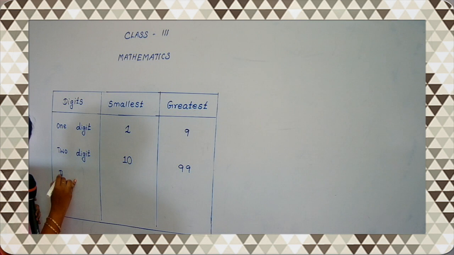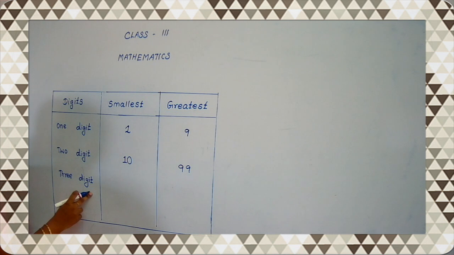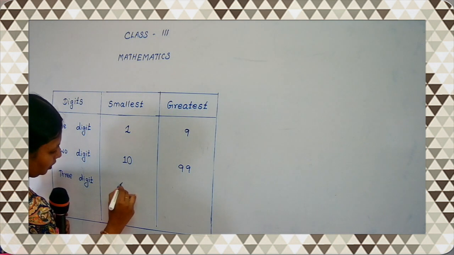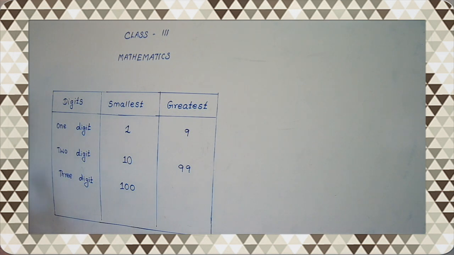Then the third one, T-H-R-E-E, 3. D-I-G-I-T, digit. 3 digit. Okay, 3-digit number. Which one is the smallest 3-digit number? 100. Okay, 100. Next, the greatest 3-digit number. Which one is the greatest 3-digit number?